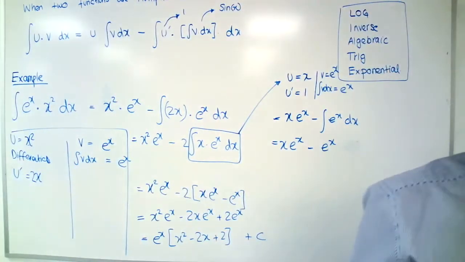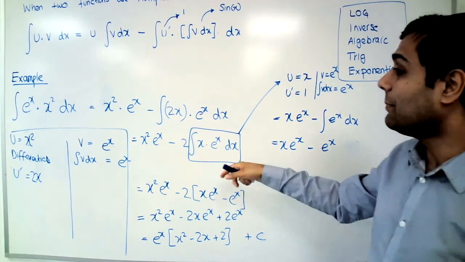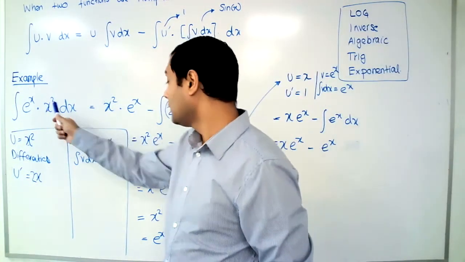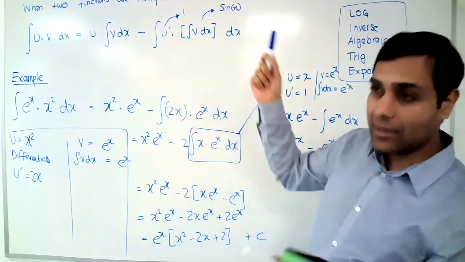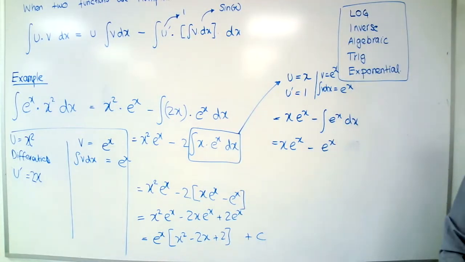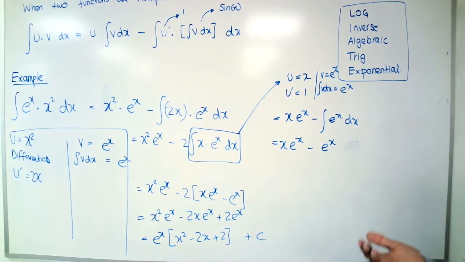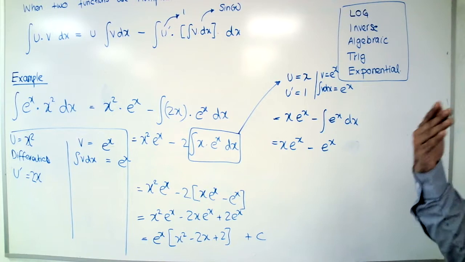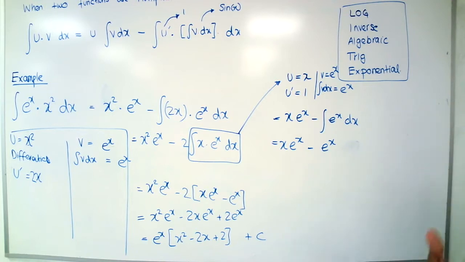So sometimes you have to do it twice, but see, the x squared becomes x, and the next x becomes just a 1, and that was the answer. If we do it the other way, you are increasing the power. X squared becomes x cubed, then x to the 4, and so on. It will never finish.